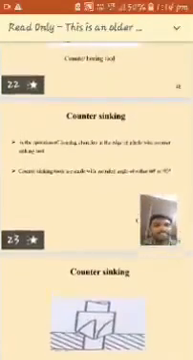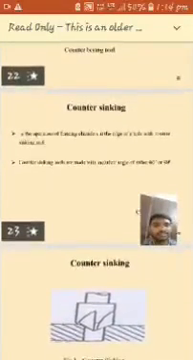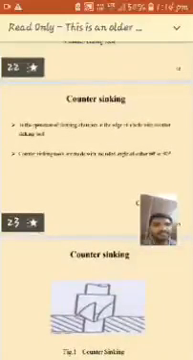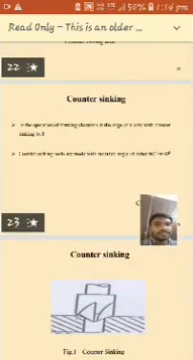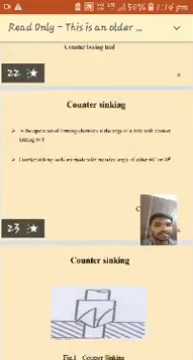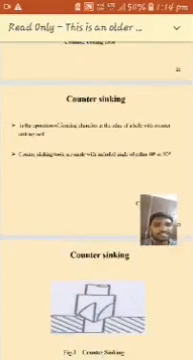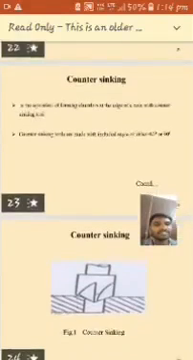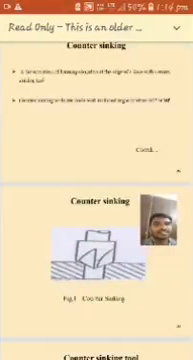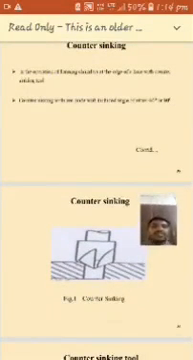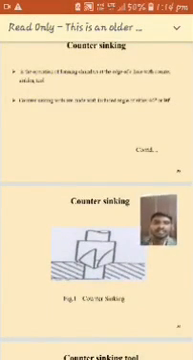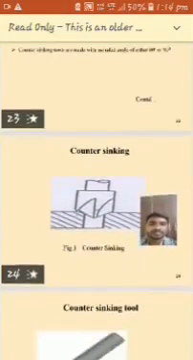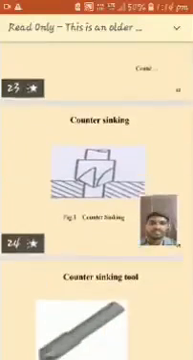The next one is the counter sinking operation. It is an operation of forming chamfers at the edges of the hole with a counter sinking tool. The counter sinking tools are made with an included angle of either 60 degrees or 90 degrees. So that is the counter sinking operation.